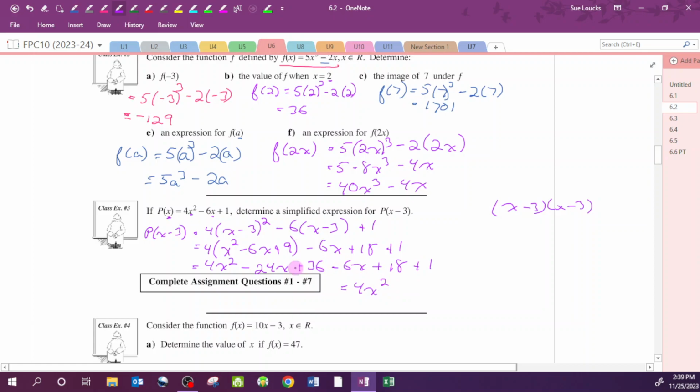I get 4x squared minus 24x minus 6x is minus 30x, and 36 plus 18 plus 1. I did this on my calculator and I get plus 55. So there's my answer. Okay?